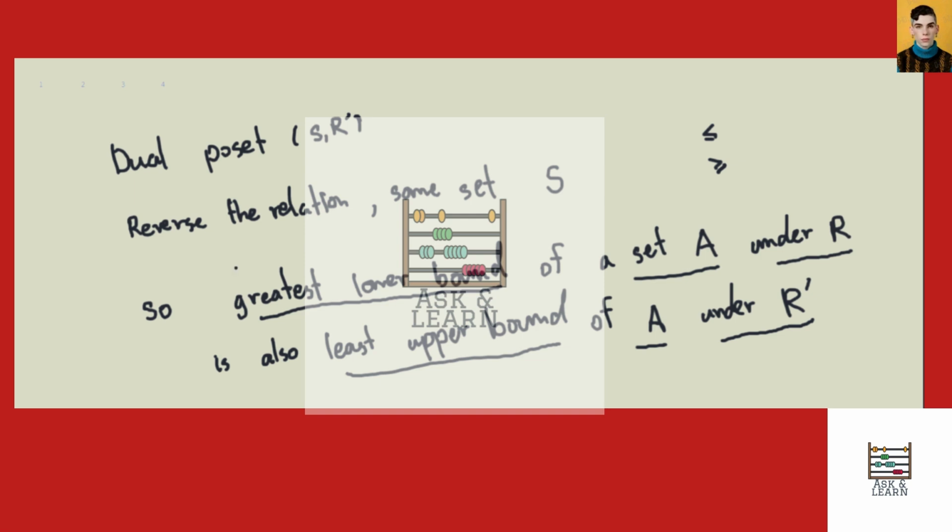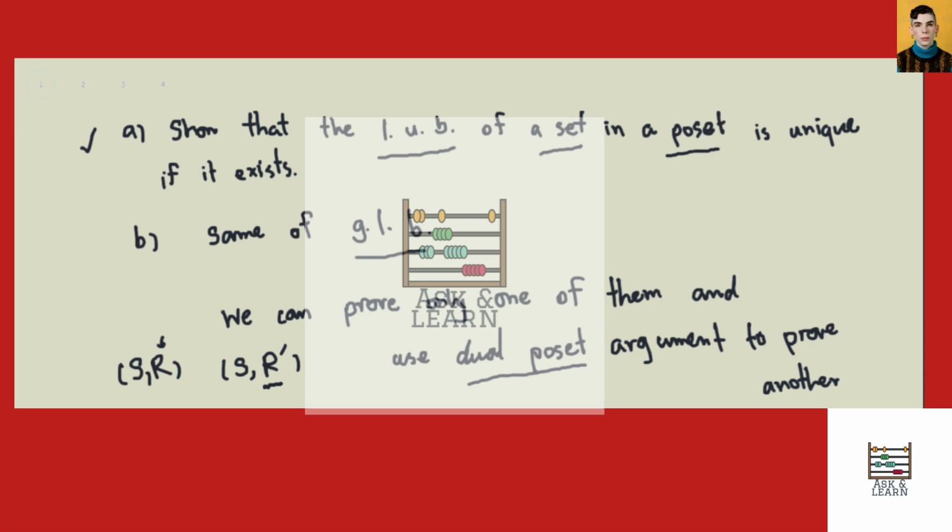So to show that the greatest lower bound is unique is the same as to show that the least upper bound is unique, but we already showed this. And the duality of relation doesn't matter because when we proved this, we proved it for any relation. So R prime also counts, right? We don't specify any relation for a poset. And that is it. We have proven both statements.